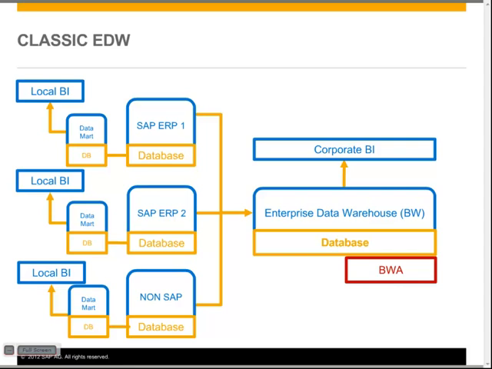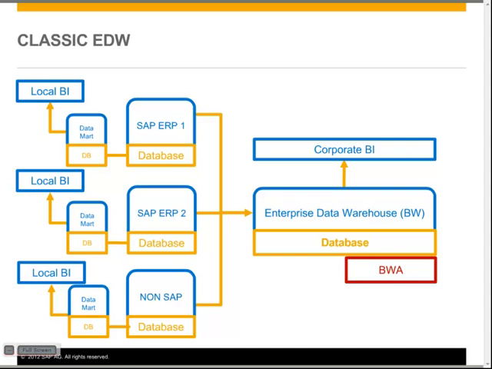In a classic enterprise data warehouse, we might have multiple ERPs sitting on their own databases. We might have local data marts for each source of these ERP systems, and then we have local BI reporting on top of these. We might then also have an enterprise data warehouse, which has a database of a traditional model. We might have BWA on top of the BW system as well. And then we do corporate BI on top of this BW.